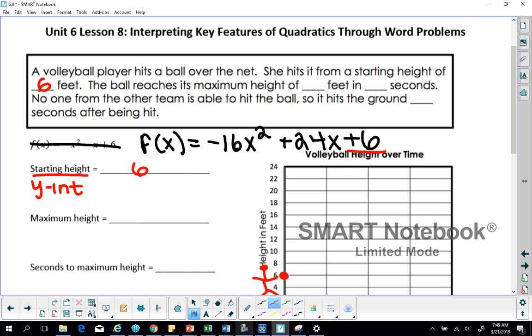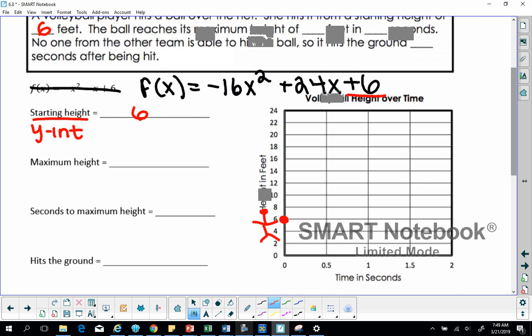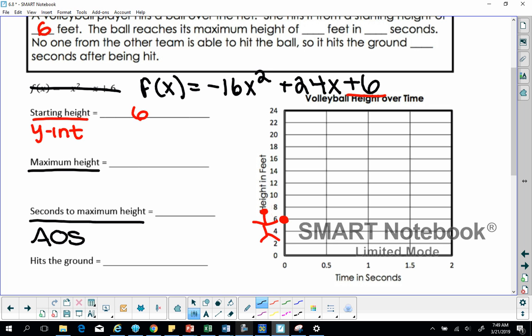Then I want to know what the maximum height is. So what does that indicate? And the seconds to your maximum height. What are those two? What is the seconds? Because I have to find that first. Axis of symmetry. If you were to put this in your calculator, it is a decimal, so it's not going to show up. What's the formula that we need to use to find the axis of symmetry?